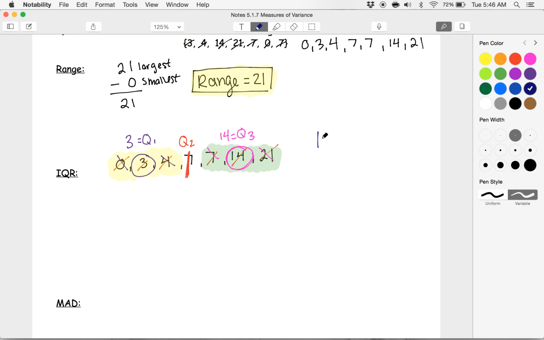Now we know IQR equals quartile 3 minus quartile 1. IQR equals 14 minus 3. So IQR in this case is 11.